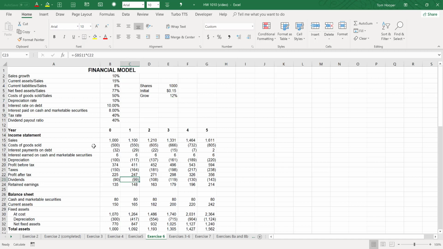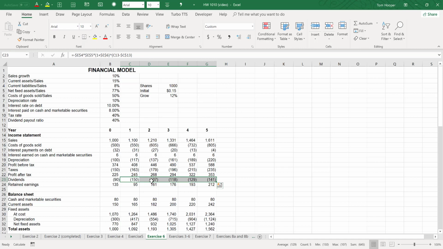So instead of dividends being paid out as a ratio of profit after tax, we're going to make dividends equal to a negative 1,000 shares times 15 cents per share times 1 plus the growth rate. Also need to lock E5, by the way. 1 plus the growth rate to the power of the year minus the first year. And that gives us simply 15 cents times 1,000 the first year.